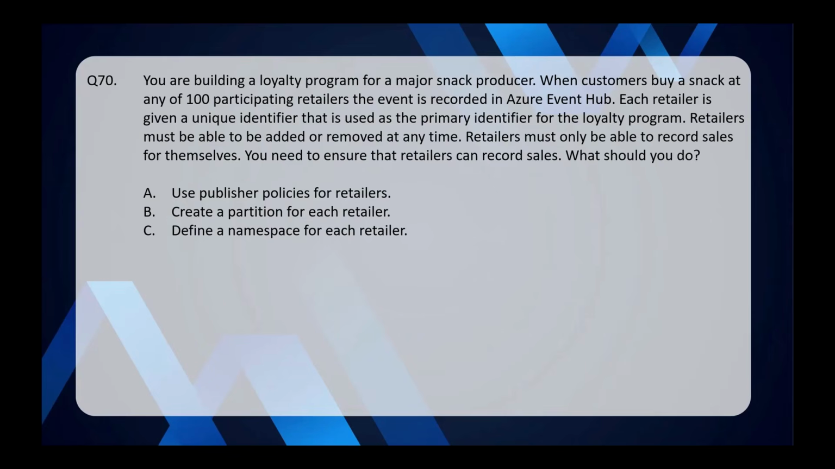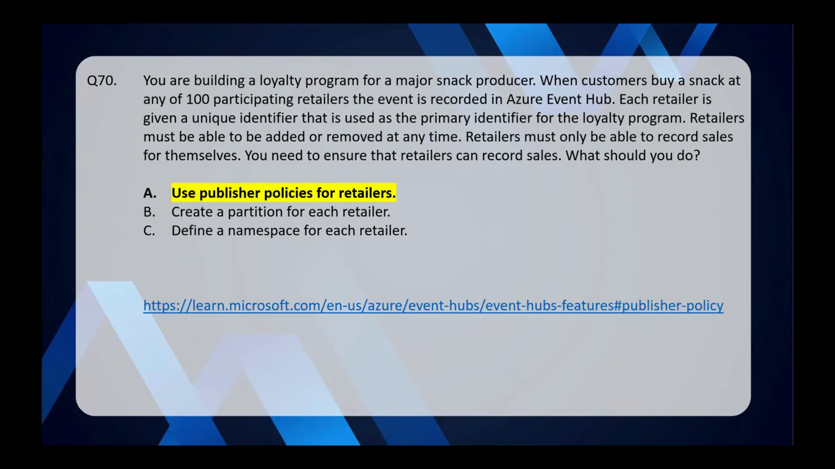What should you do? Your options are: use publisher policies for retailers, create a partition for each retailer, define a namespace for each retailer. Now folks, Event Hubs supports publisher policy. Each retailer can send events to Event Hub using a URI with its publisher ID. This enforces that the publisher, which is retailer in this case, can only publish under its ID. You don't need to create separate hubs partitions for each retailer, and retailers can be added or removed dynamically by managing SAS tokens or keys.